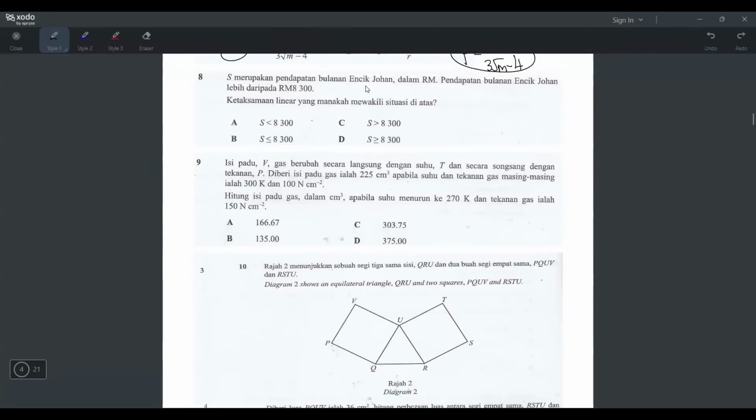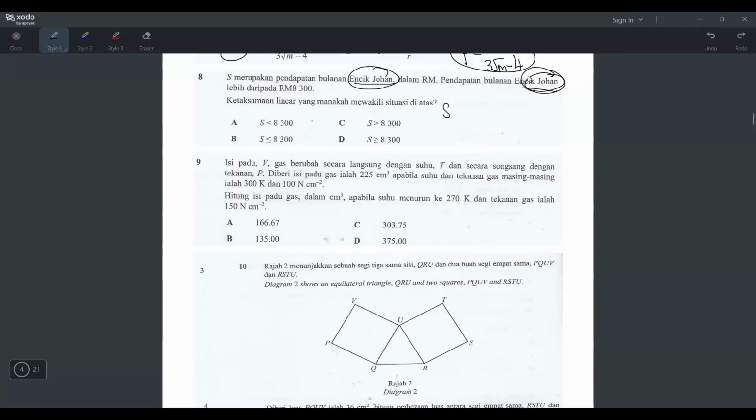Okay, nombor 8. S merupakan pendapatan bulanan Encik Johan. So S represents the pendapatan bulanan. Okay, monthly salary. In RM, pendapatan bulanan Encik Johan. Okay, this is another person, Johan. Lebih daripada 8,300. Oh, it's the same person. Sorry. Okay, same person. So S is the pendapatan bulanan Encik Johan.